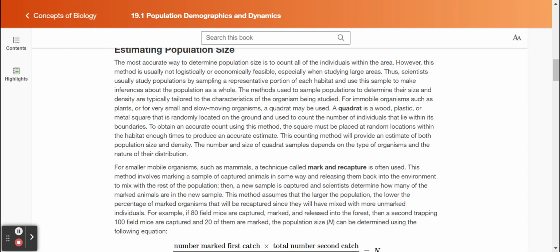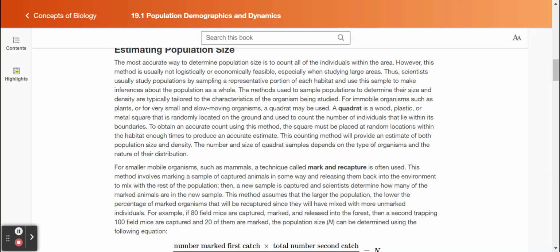To obtain an accurate count using this method, the square must be placed at random locations within the habitat enough times to produce an accurate estimate. This counting method will provide an estimate of both population size and density. The number and size of quadrat samples depends on the type of organisms and the nature of their distribution.